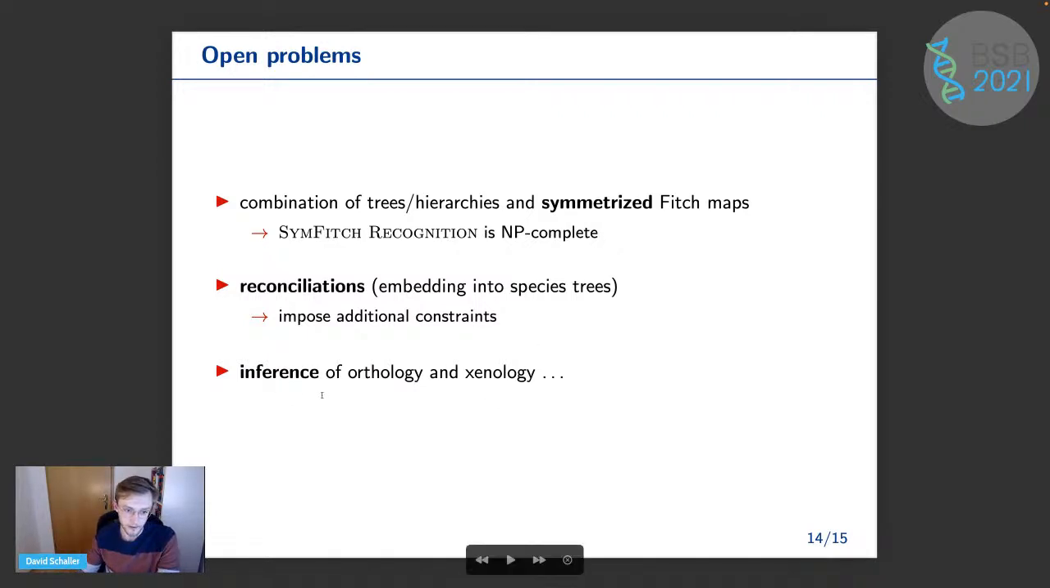And then the final point is, of course, the inference, where there is a lot of room for improvement. And actually, inferring the dialectic Synology problem is to a large extent an open problem.